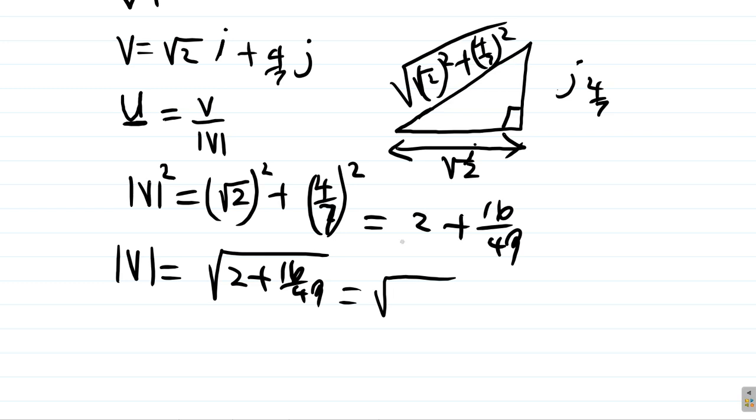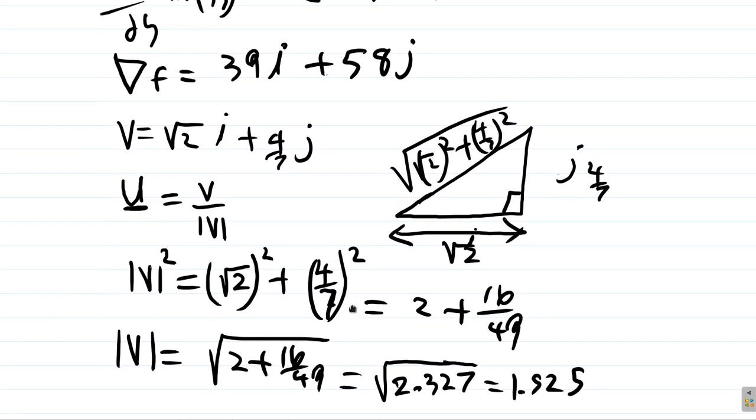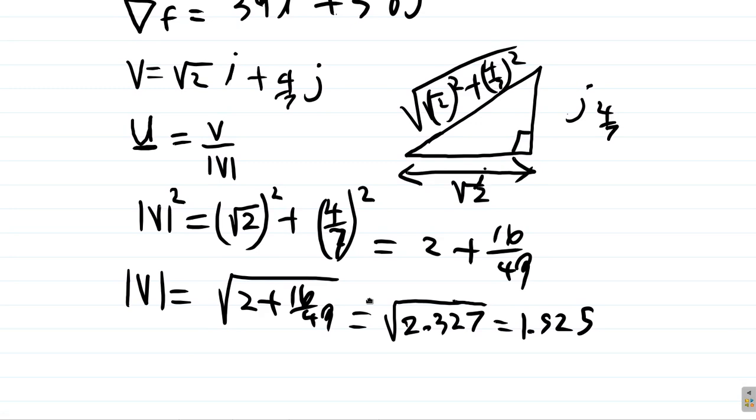So it is the square root of 2.327. So you see that 2 plus 16 over 49 is 2.327. What's the square root of that? 1.525. So it is 1.525. So now, here, that's the magnitude.